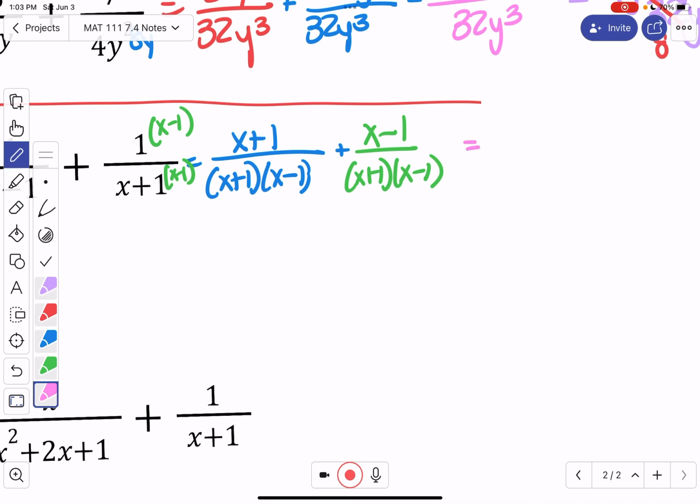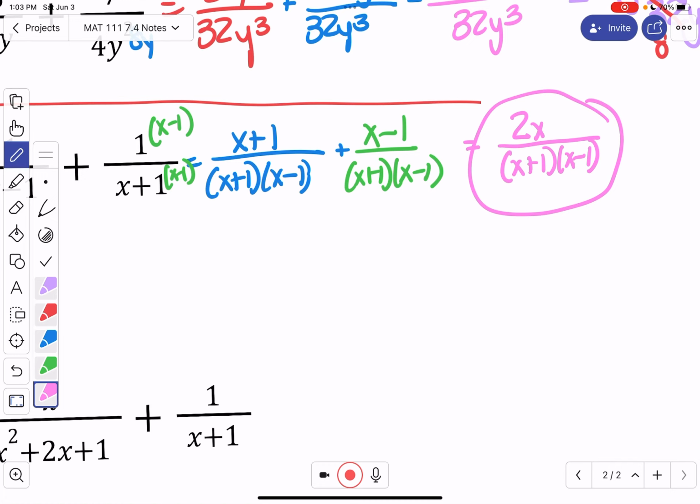Now we combine like terms. X plus x is 2x. 1 plus negative 1 is 0. Bottom stays the same. There's no terms on the top and the bottom that cancel, so that is our solution.